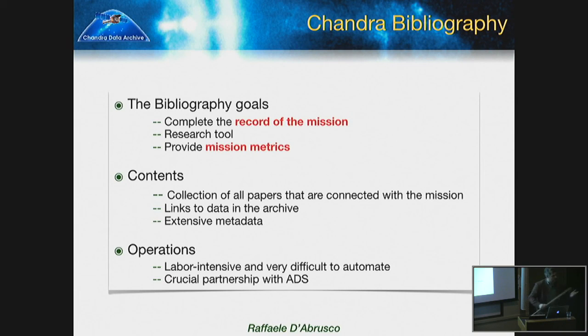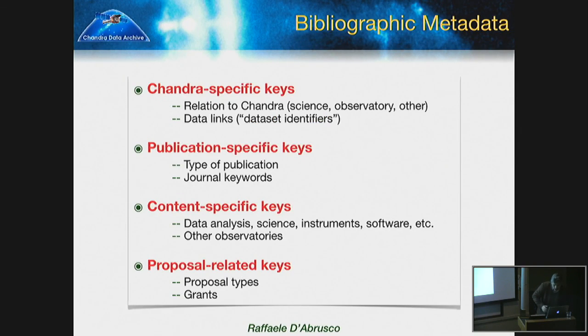And we, of course, are using our special geographical location to take advantage of the very strong partnership with ADS. So there are different kinds of metadata that you can use to classify papers. I'm just giving a few examples. We can have a look at the relation to Chandra, so whether this was a science paper or was based on the observatory, or was describing how, for example, the observatory works.